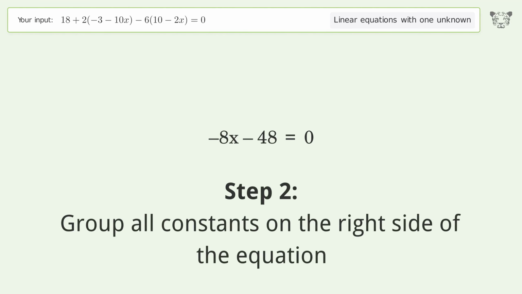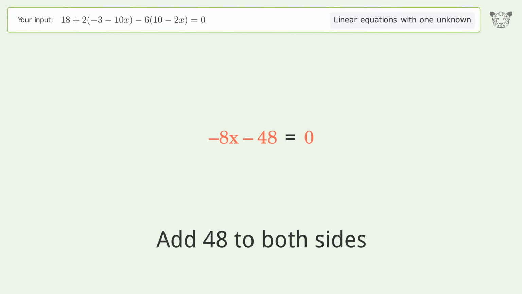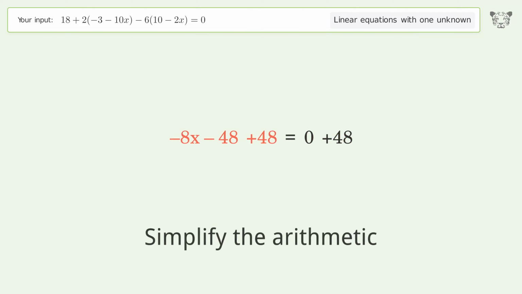Group all constants on the right side of the equation. Add 48 to both sides. Simplify the arithmetic.